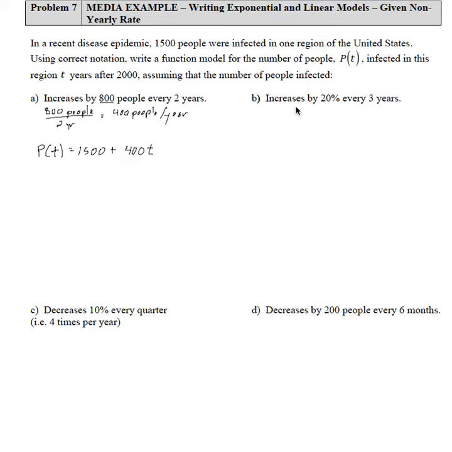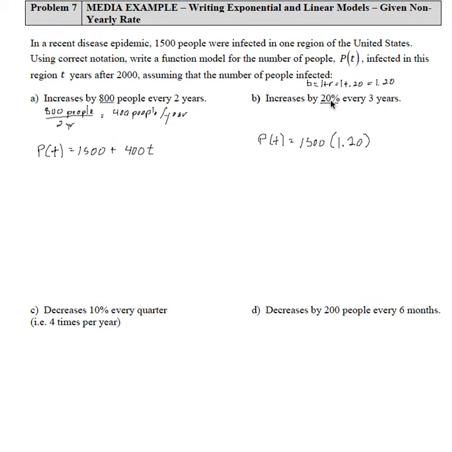For part B, the number of people infected increases by 20% every 3 years. So this 20% tells me that I have an exponential situation. It's exponential growth. My B value is going to be 1 plus r, where r is 0.20. So 1 plus 0.20 equals 1.20. So my P of t equals my starting number of people times my base, my B value.